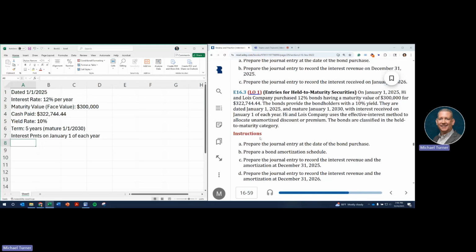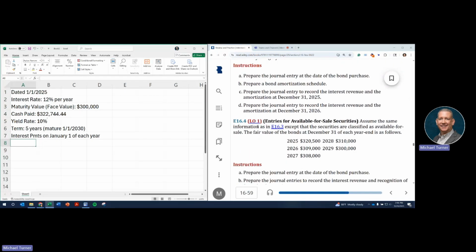So now let's go down and read our problem. We've got the same facts that were given to us, summarized here, except that the securities are classified as available for sale. So these investments are bonds that have a face value of $300,000. We paid $322,744, so we paid a premium for these bonds. Which makes sense because the market rate is 10%, yet these bonds pay at 12%. So there is an increased interest payment, which would lead us to think that there would be a premium.